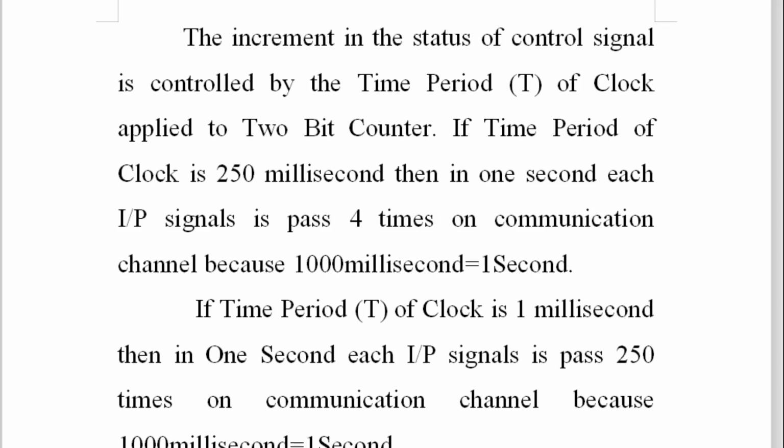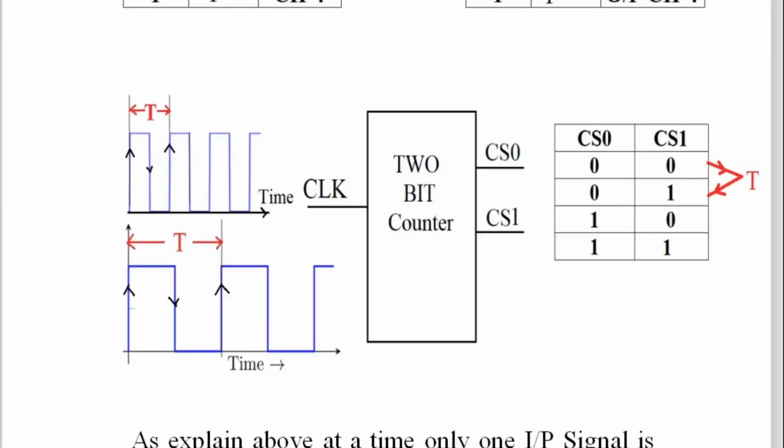So we'll take into consideration this time period. Suppose now this time period is very small, and this is very large. Let us consider this large time period as 250 millisecond. How much is it? 250 millisecond. And let us consider this small time as only 1 millisecond, because it is small and this is large.